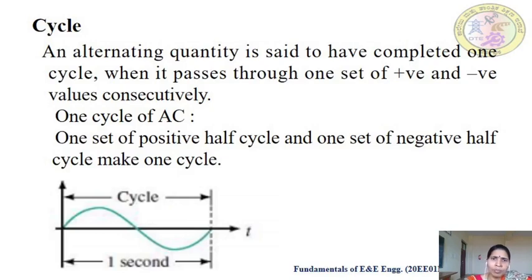So the positive set of values we call the positive half cycle. The negative set of values we call the negative half cycle. One positive half cycle and one negative half cycle makes one complete cycle.